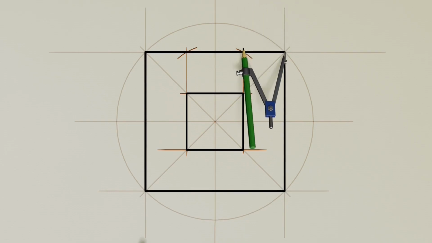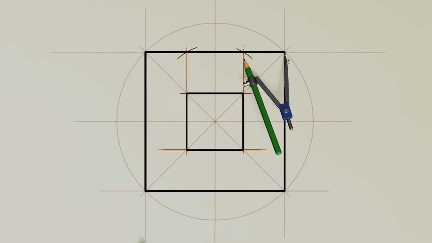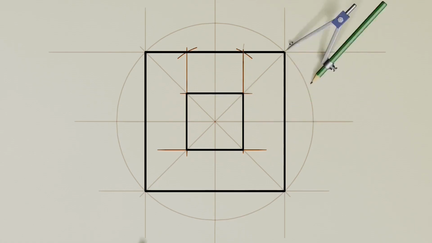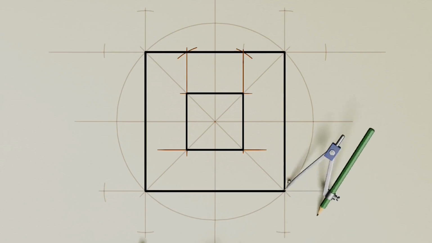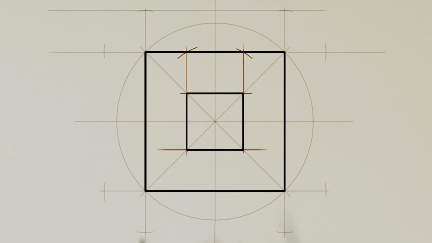Once again, use the compass to measure the distance between the vertex of the larger square and the projection of the smaller square. With this opening, mark intersections on the extended guidelines, as shown in the images. Repeat this step at all four corners. Then draw the four outer lines that pass through those marks.